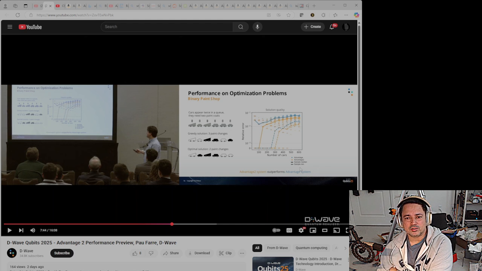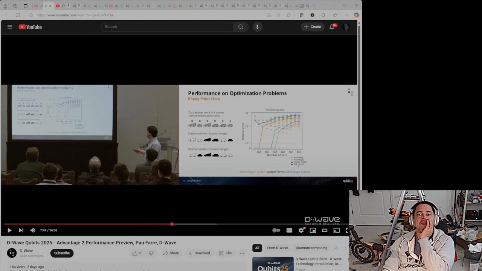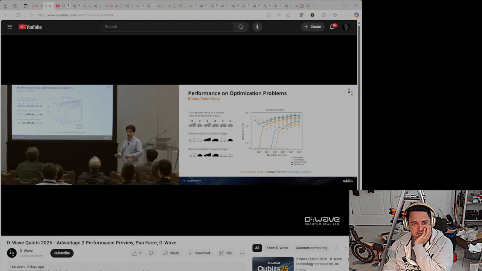Advantage 2, dash line, solid line. Lines show the sample median out of 1,000 reads, and Advantage 2 is closer to optimal than Advantage throughout all these problem sizes.